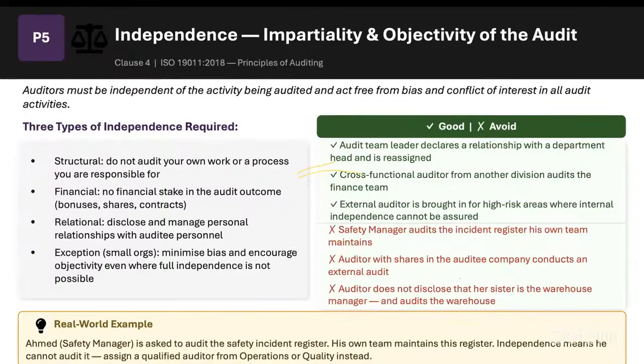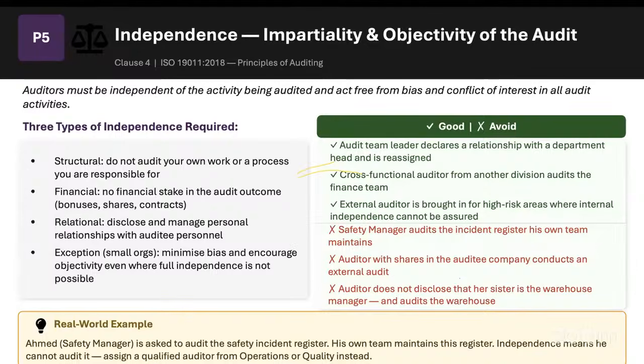Now, there is independence in mind. Somebody would always tell me there is objectivity in mind and objectivity in fact. There is also independence in mind and independence in fact. Are you truly independent? Here, I said three types of independence are required. Structural: do not audit your own work or a process you are responsible for. Why? There is what we refer to as the self-review threat.